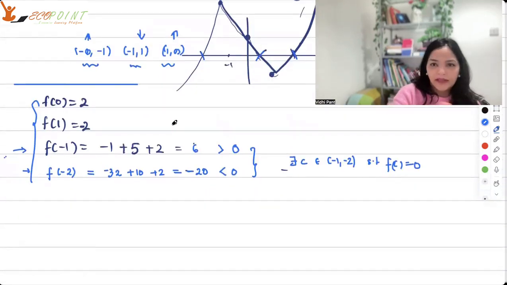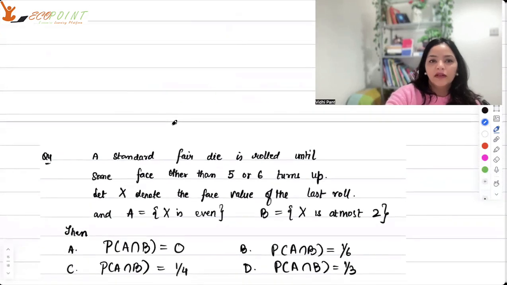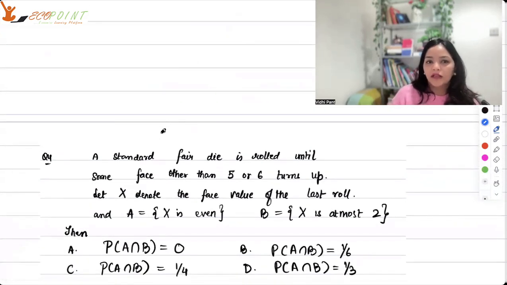So if you don't remember Descartes' rule, then also you can, by using calculus, figure out your answer. Next question. A standard fair die is rolled until some face other than 5 or 6 turns up. That is 1, 2, 3, 4. Let X denote the face value of the last roll.